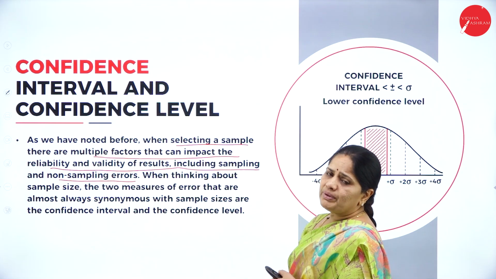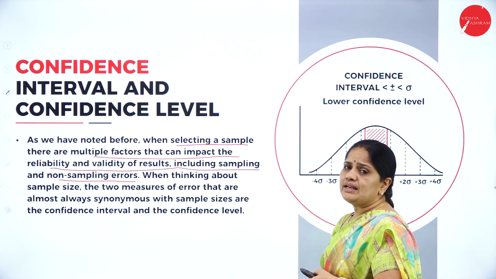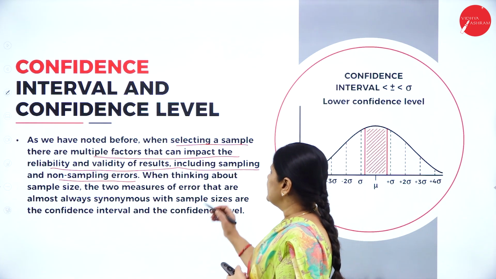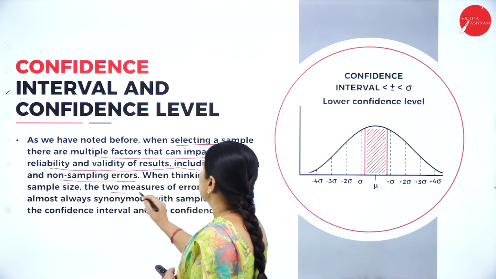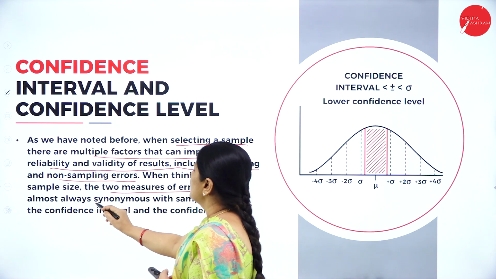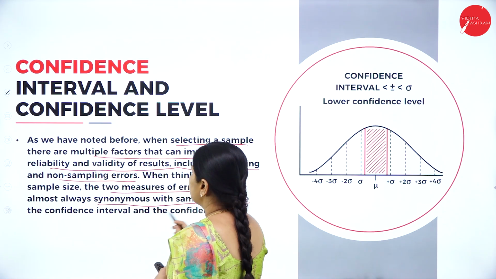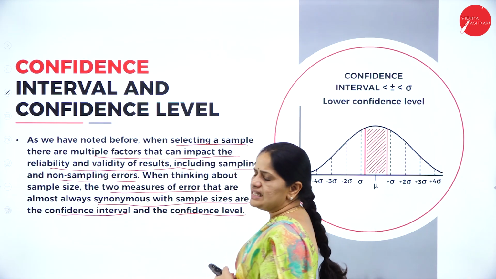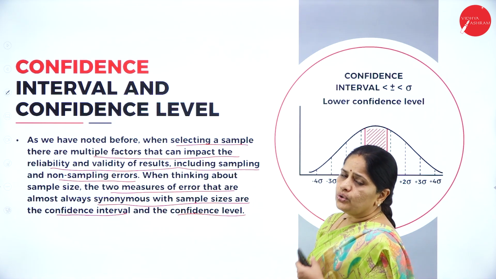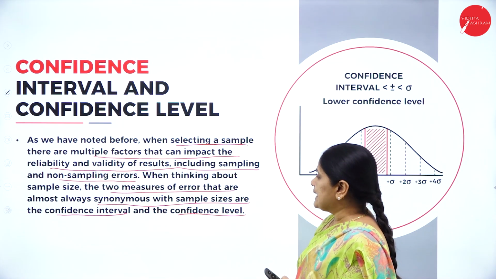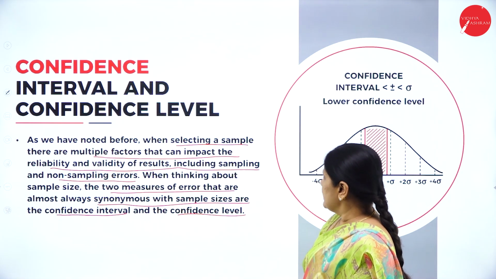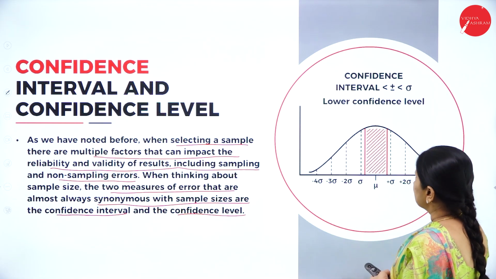So, there are so many factors which will have an impact on the results. So, what are those factors? When thinking about the sample size, the two measures of errors that are always synonymous with sample sizes are confidence interval and confidence level. So, the two types of errors which we encounter when deciding the sample size are the confidence interval and the confidence level.